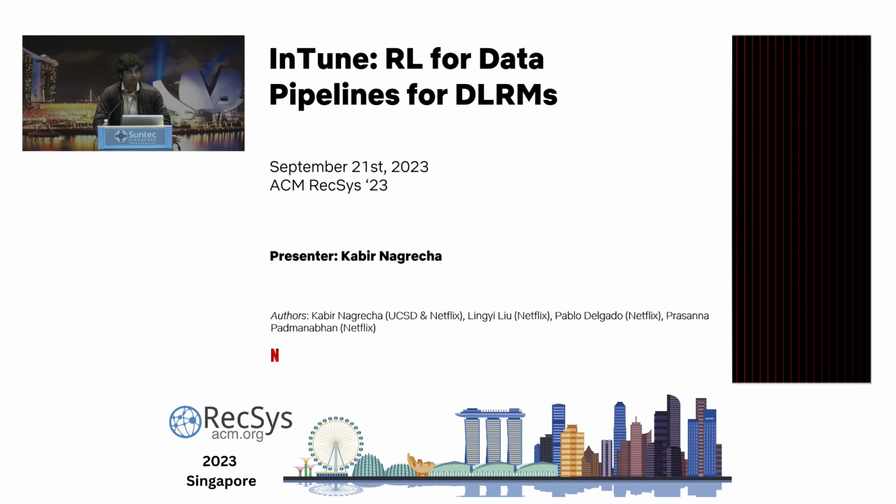This work is a bit off the beaten path when it comes to reinforcement learning for recommender systems. Rather than looking at the more typical use cases of applying reinforcement learning to recommendations directly, here we're going to be looking at applying reinforcement learning to optimize the data pipelining infrastructure that's used to build deep recommendation models.